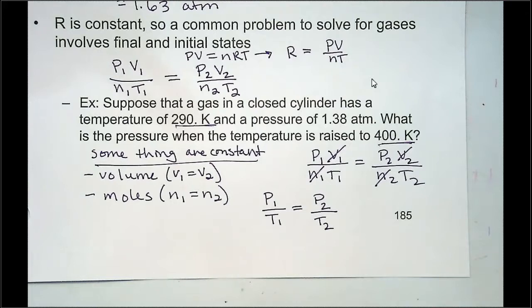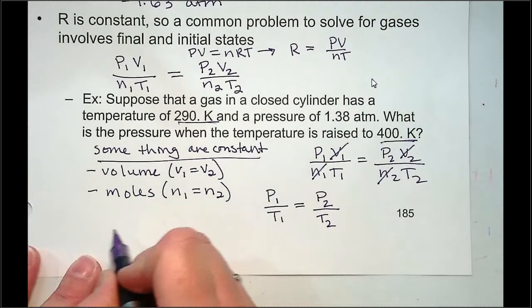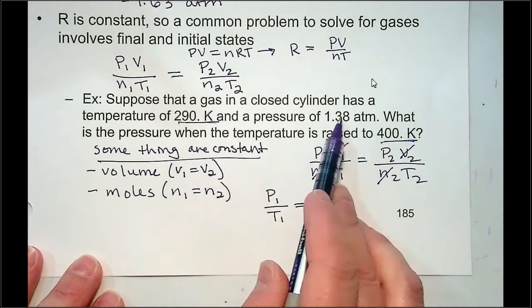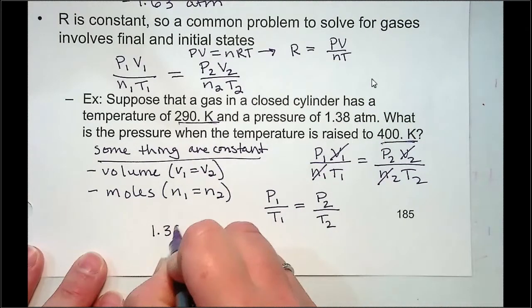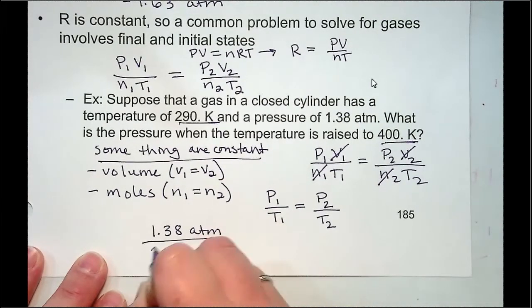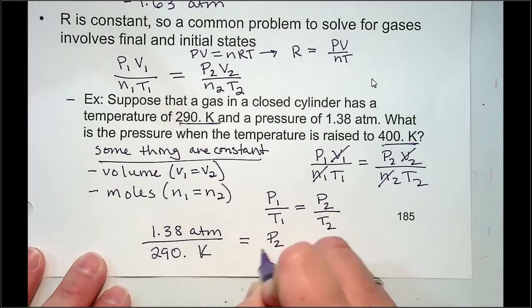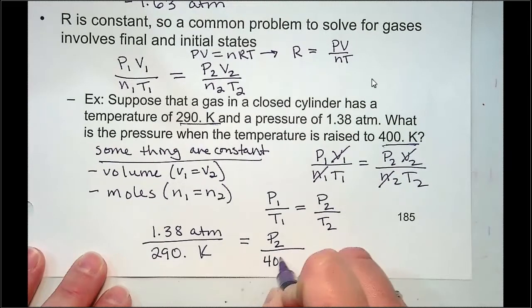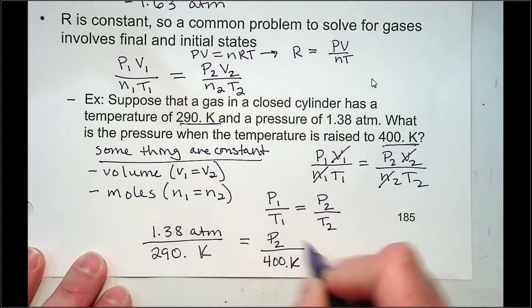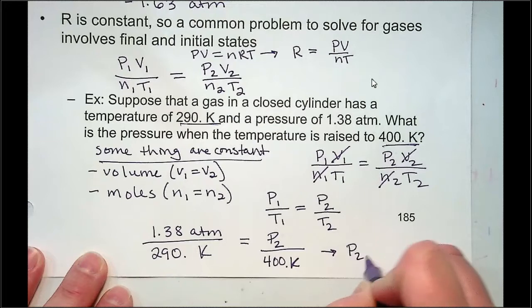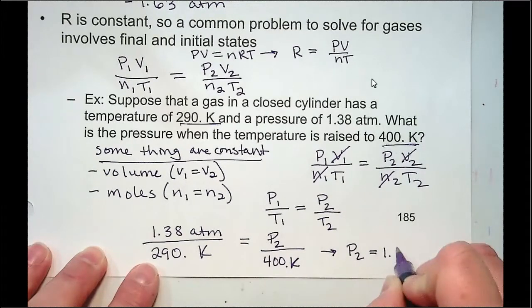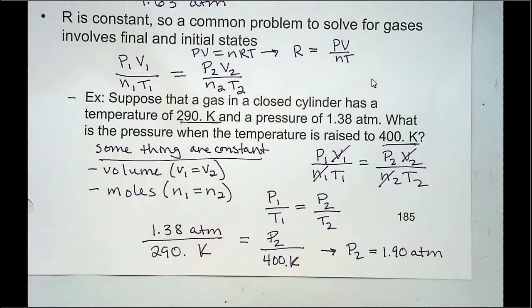So let's just plug in our values. The pressure initially was 1.38 atmospheres, and the temperature was 290 Kelvin. Now we don't know the pressure, and the new temperature is 400 Kelvin. So you cross multiply and divide, and you get that P2 equals 1.90 atmospheres. As the temperature went up, the pressure went up.